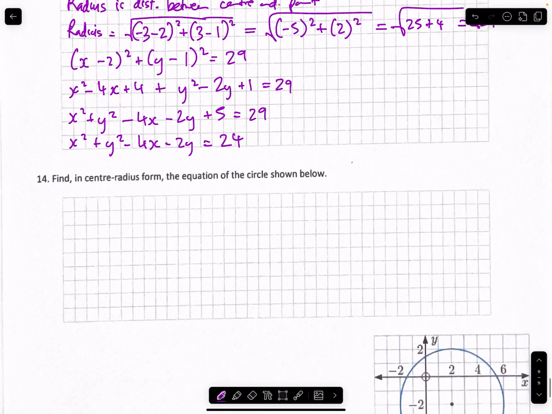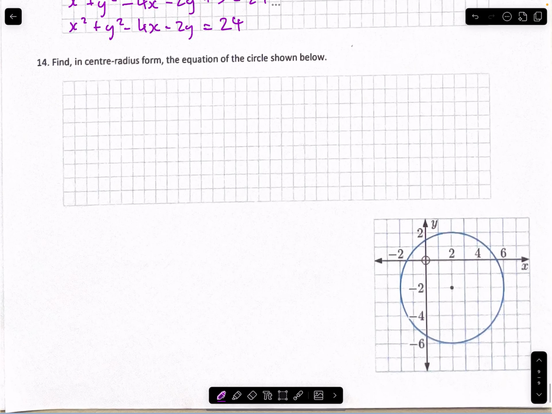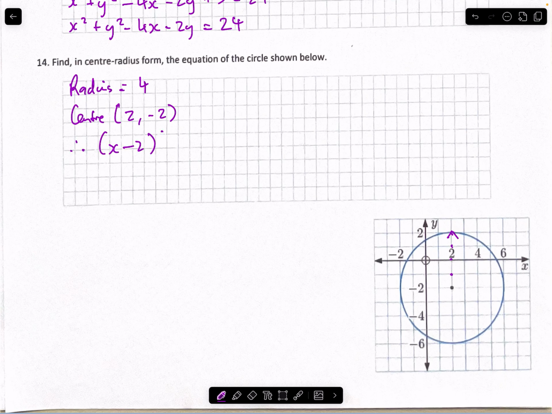Find in center radius form the equation of the circle shown below. The radius is 1, 2, 3, 4, so the radius equals 4. The center is at (2, -2). Therefore, (x take 2) squared plus (y plus 2) squared equals 4 squared, 16.